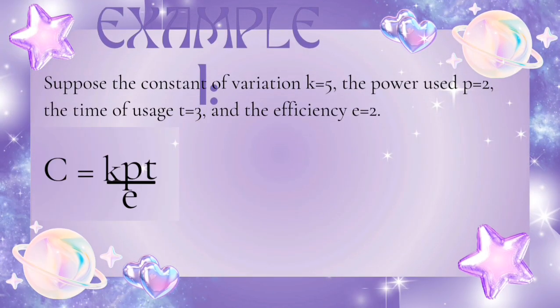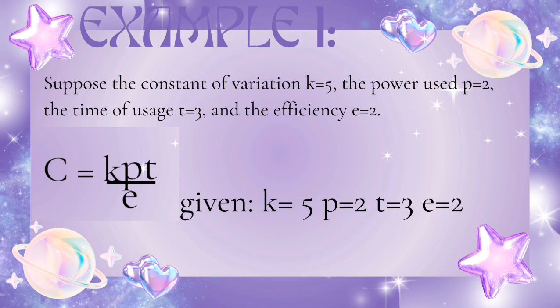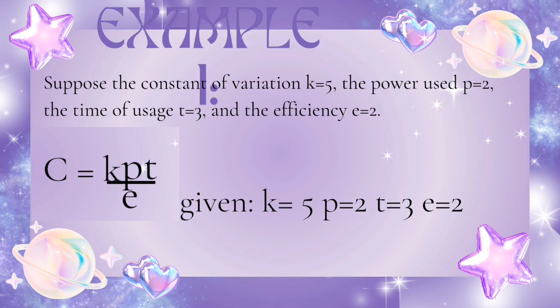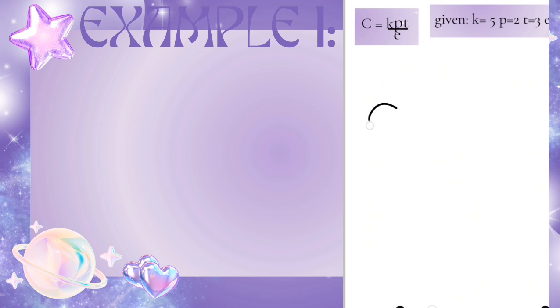Solving time. Suppose the constant of variation K equals 5, the power used P equals 2, the time of usage T equals 3, and lastly the efficiency E equals 2. Now we're going to use them as our given, and we're going to use our equation C equals KPT over E. Now let's start. So this is how we solve our problem. Papalitan lang natin ang variables kung ano meron na binigay na given at magsimula na tayong mag-solve.